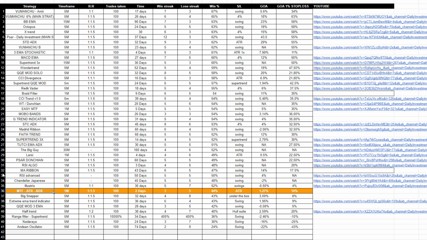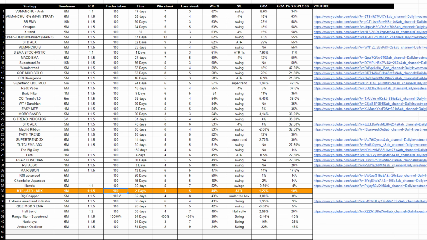As you can see, it's in the bottom of all the strategies. It had for me a win rate of 44%. Keep in mind that I test almost everything on Bitcoin and the rest is on Ethereum. He tested it on a different pair. So for Bitcoin, for me, it's not working pretty good. I did it in 2 days.